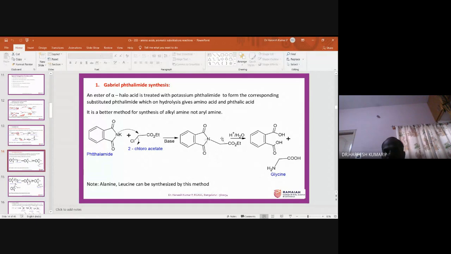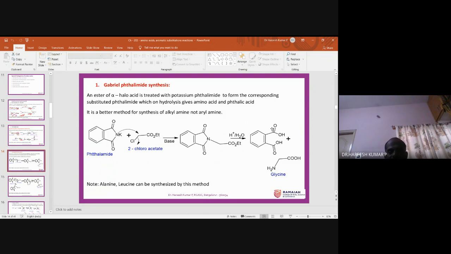This compound on hydrolysis, hydrolysis means breakage here, and this N is converted into NH2. That is how glycine is obtained. This phthalic acid is a byproduct, and it will go out. Here one thing you need to remember: by using the Gabriel phthalimide method, it is not possible to synthesize phenylalanine. It is possible to synthesize alanine and leucine.